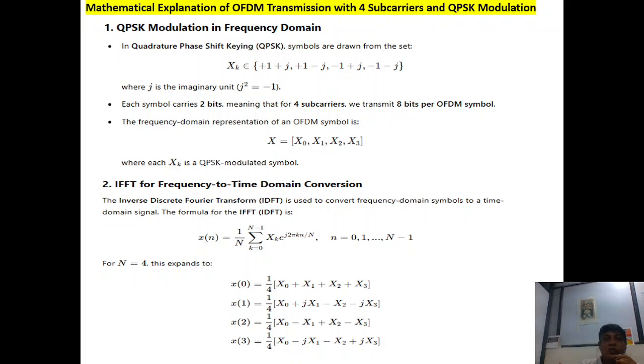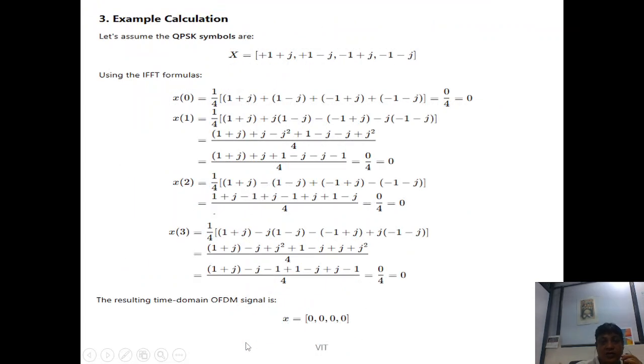Now if we repeat the same thing with QPSK modulation instead of BPSK, then our X_k may be 1 plus j, 1 minus j, -1 plus j, or -1 minus j. Based on that, if we find what the time domain samples would be for X0, X1, X2, X3, the result is basically 0, 0, 0.